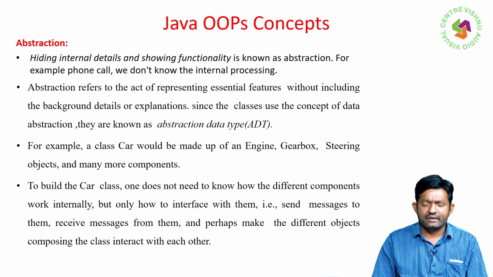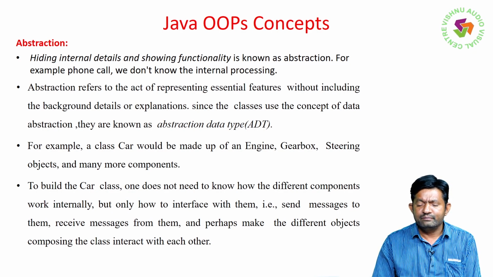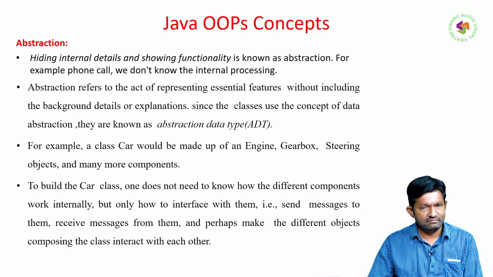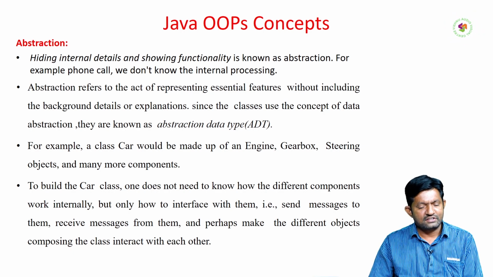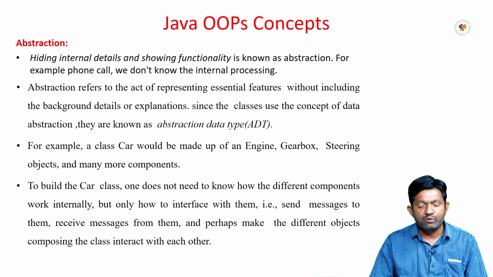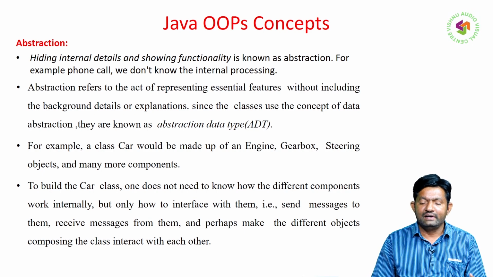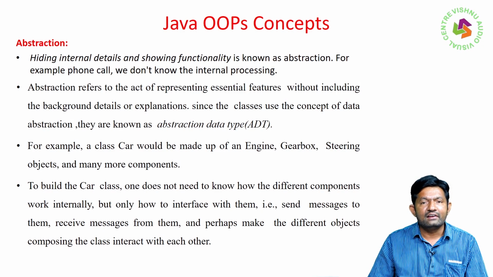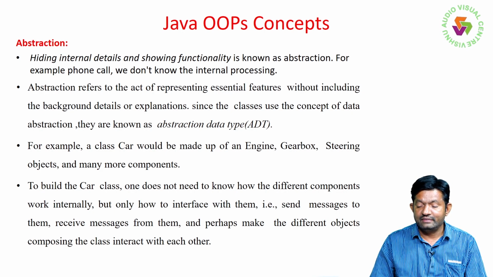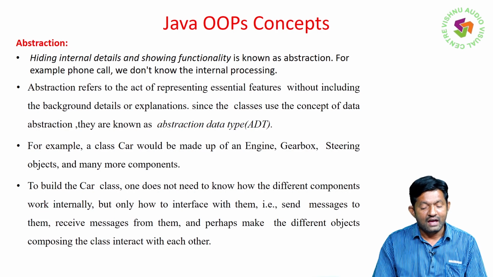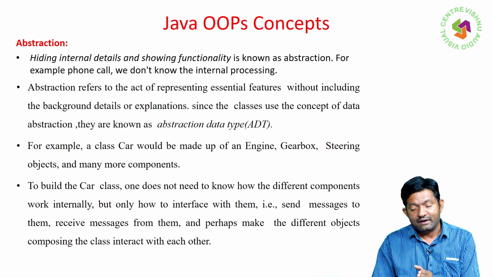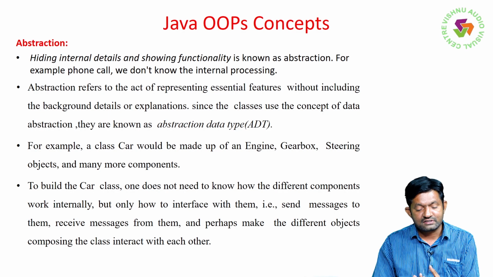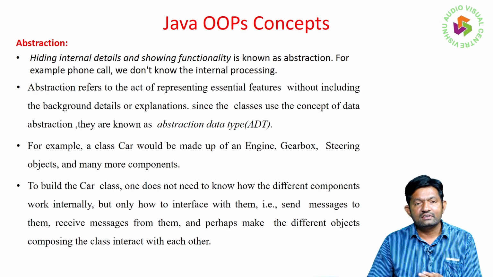For example, a car would be made up of an engine, gearbox, steering objects, and many more components. To build the class, one does not need to know how the different components work internally, but only how to interface with them, that is, send messages to them or receive messages from them, and perhaps make the different objects composing the class interact with each other.